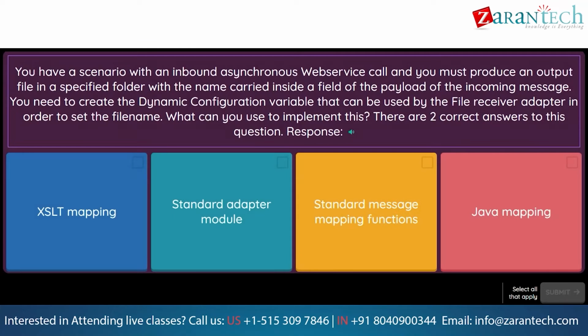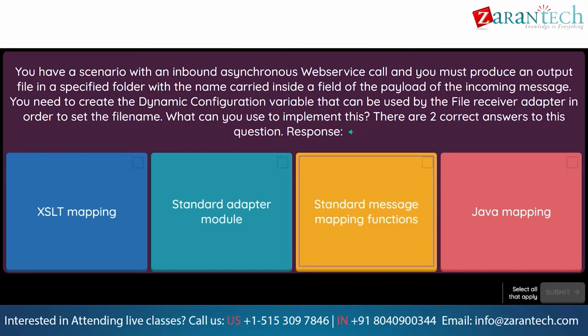Question: you have a scenario with an inbound asynchronous web service call and you must produce an output file in a specified folder with the name carried inside a field of the payload of the incoming message. You need to create the dynamic configuration variable that can be used by the file receiver adapter in order to set the file name. What can you use to implement this? There are two correct answers to this question. Response: Option 1 XSLT mapping, Option 2 Standard Adapter Module, Option 3 Standard Message Mapping Functions, Option 4 Java Mapping.